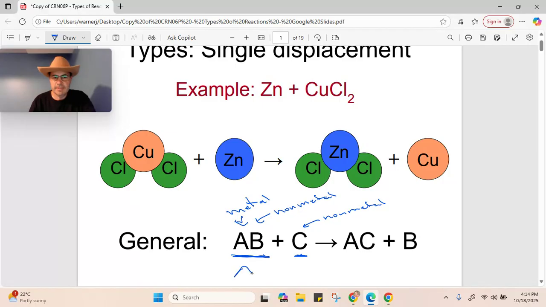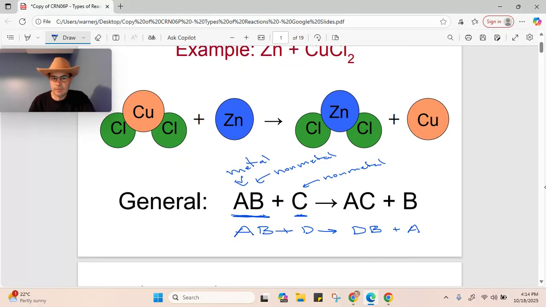The other way you can see it is A, B plus D produces D, B, and A. In this case, your D element is a metal, so we've got our metal, and it replaced our metal element. It kicked out the other metal, right? That's essentially what's happening in single displacement. So the metal is A, right? You can have a metal replacing a metal, or you can have a nonmetal replacing a nonmetal. Either of these forms work. It's just a matter of watching which element is involved.